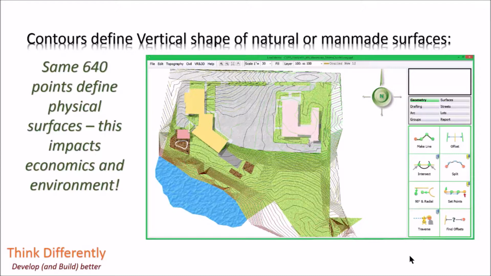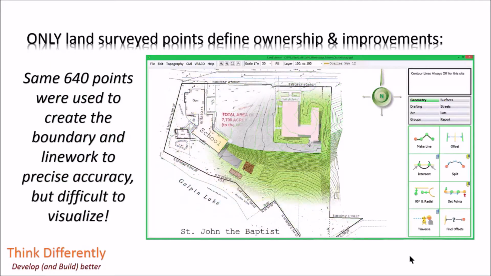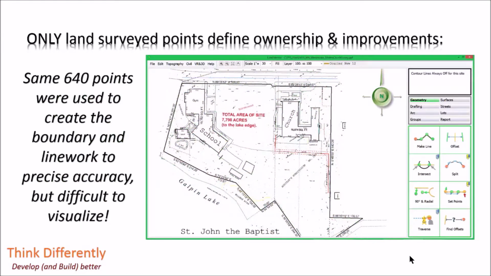GIS is partially on the way there by using shapes, but shapes are not accurate because of the problems I just explained. So we want to solve all of these problems. The same 640 points are used for the line work drawing. The line work represents surfaces, but it's precise because it came from the field.